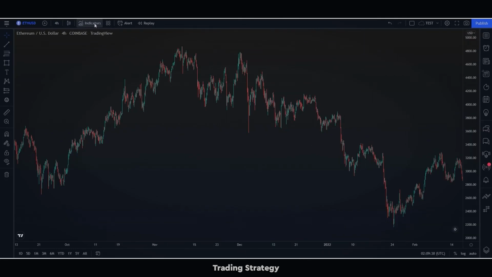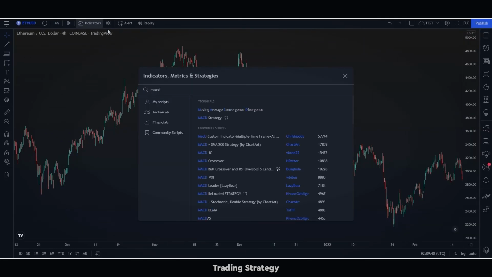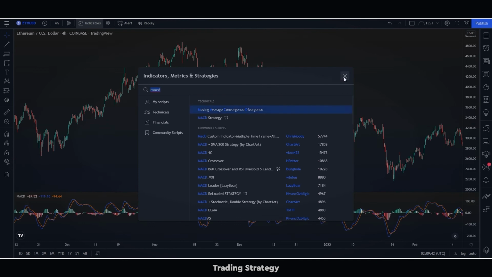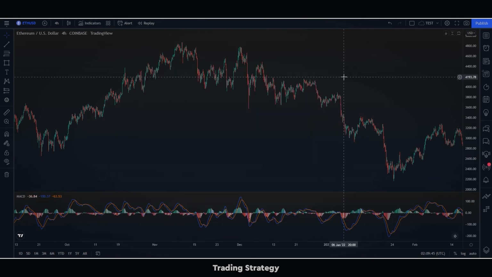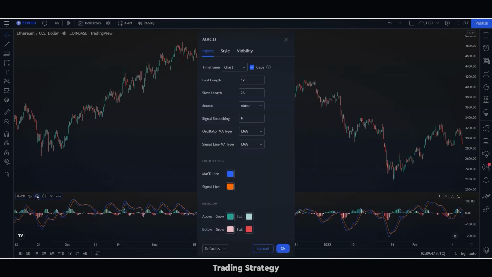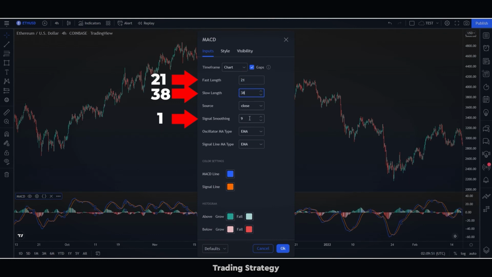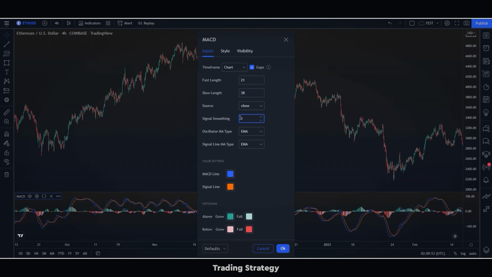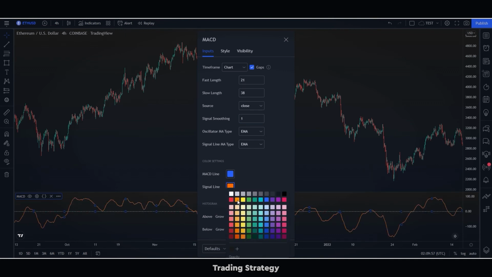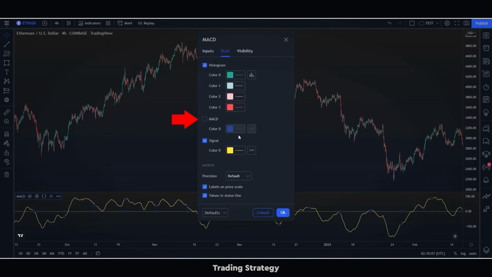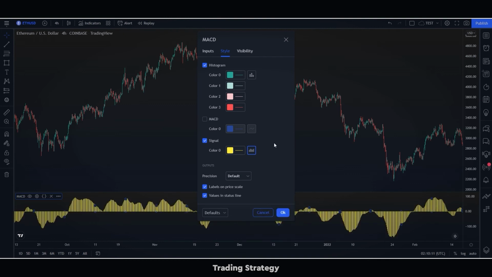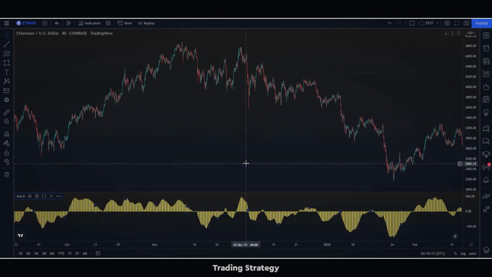The first thing we will have to do is select the MACD indicator. We will configure this indicator with the parameters of 21, 38, 1. For the signal line, we will change the color to yellow. The MACD line, we will deactivate it. And to the signal line, in addition, we will change the type of line to histogram. Once configured, we should have something like this.